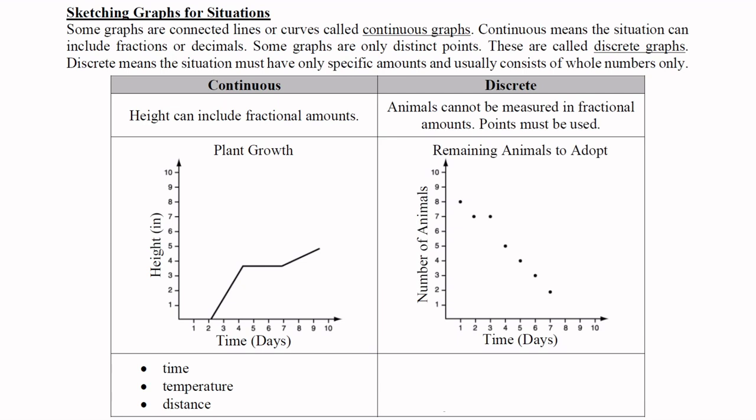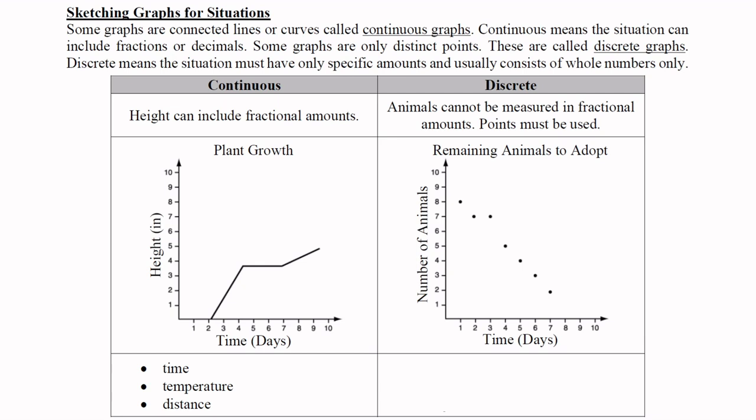An example of a discrete graph is shown here, where we have the remaining animals to adopt at an animal shelter. The number of animals is graphed over time. So on the first day, we have 8 animals left to adopt. Then on the second day, we have 7. We still have 7 on the third day, but then the number falls to 5 on the fourth day and continues to drop until we get down to 2 animals on the 7th day.